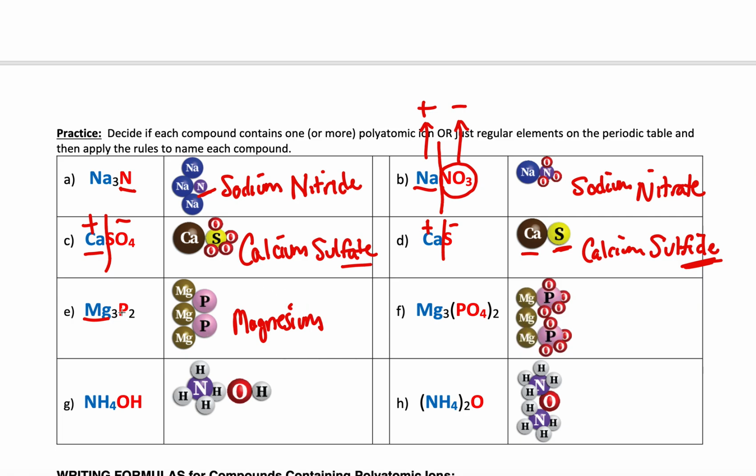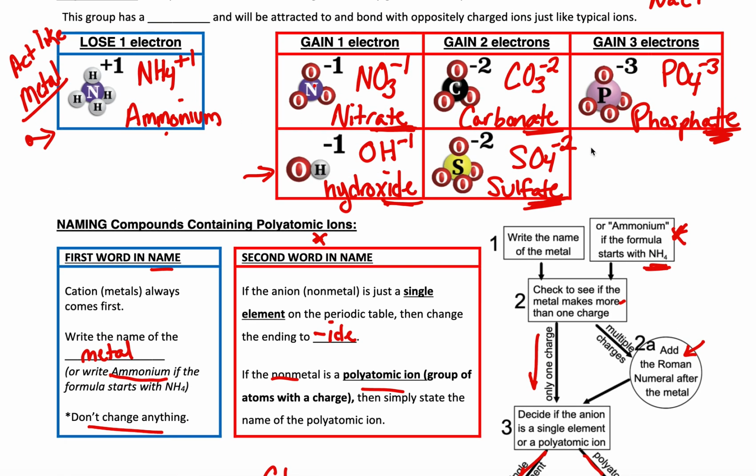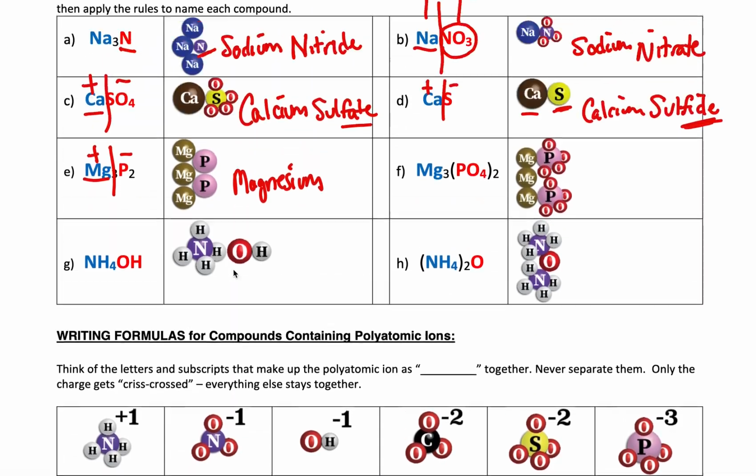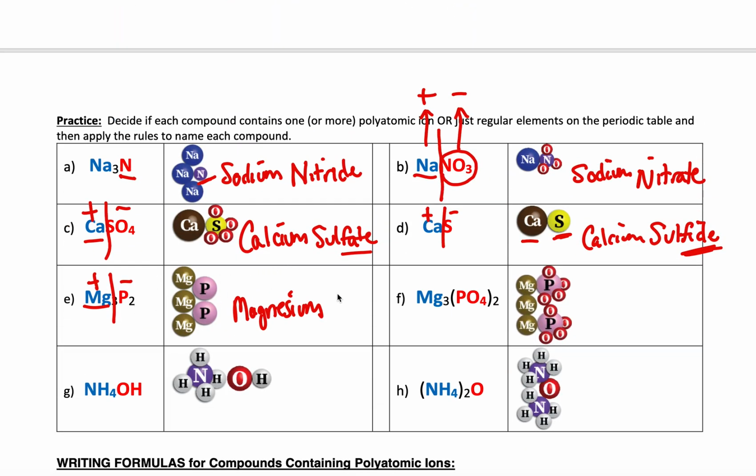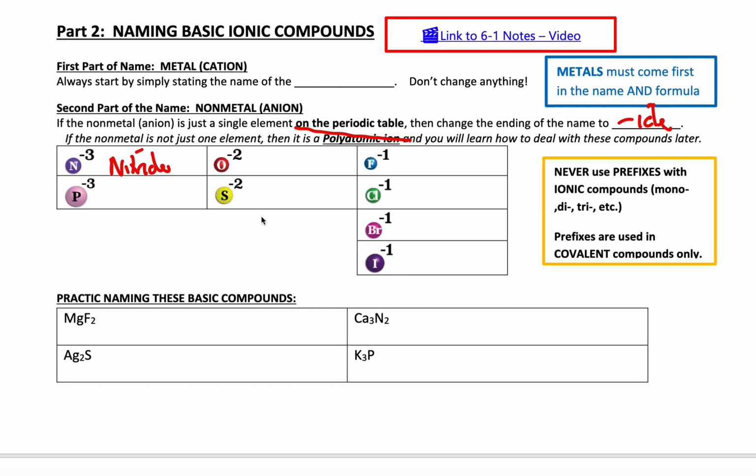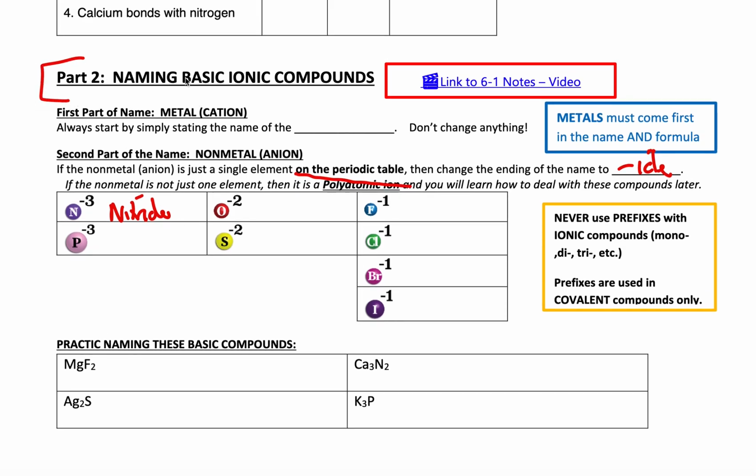And then we say, who's it bonded with? So magnesium's the positive. Who's the anion, the negative? Well, it's just plain old P. I don't see any other element. And I certainly don't see a bunch of oxygens there. It's just boring old P from the periodic table. What do we do with elements from the periodic table? We change the ending to "ide." Phosphide. If you don't know how to do this, go back to part 2, naming basic ionic compounds. When you see phosphorus, you change it to phosphide.